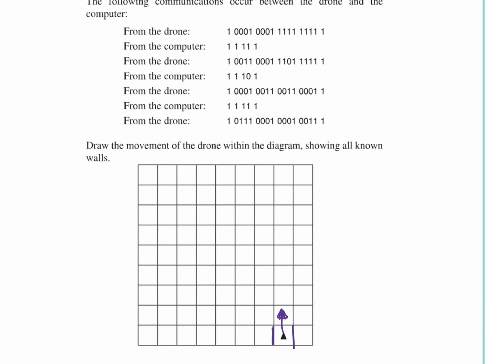Okay, from the drone, start bit, then 0, 0, 1, 1, which is 3 meters. So 1, 2, 3, and 0, 0, 0, 1, which is here, and then 1, 1, 0, 1, which is in front of us. So 13 meters, so 1 to the wall, and then 2, 4, 6, 8, 10, 12, so that's here.